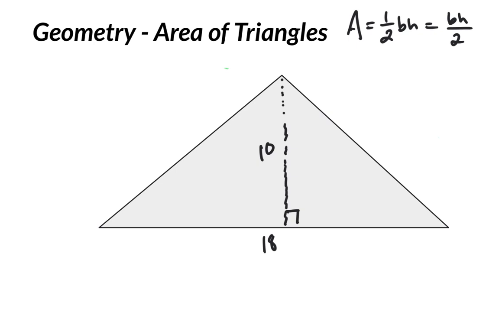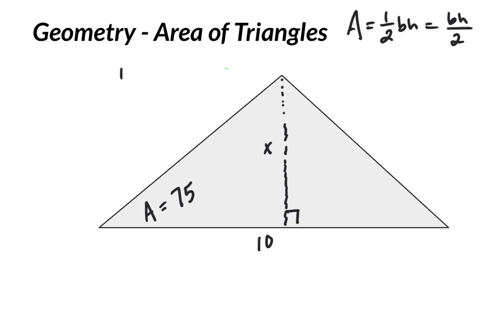Let's do another. All right, so here you can see that we have a base of 18 and a height of 10. So using our formula, the area is half of the base multiplied by the height. 180 divided by 2 is 90. Let's do a little bit different example. So in this example, I've given you the base and I've given you the area, but we don't know what the height is. So let's use our formula.